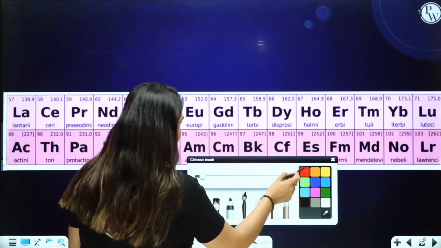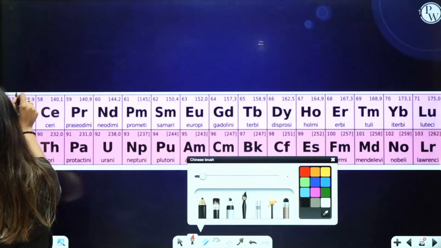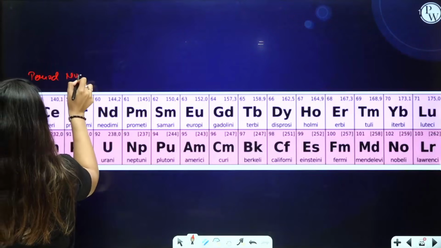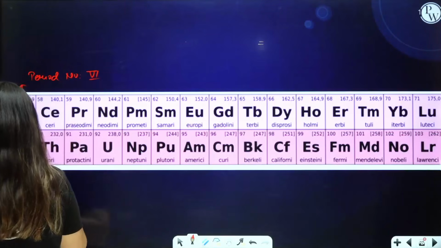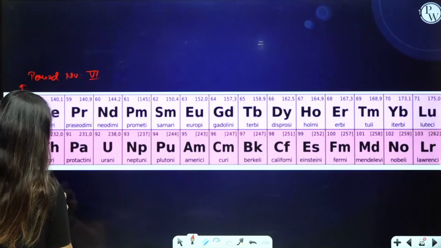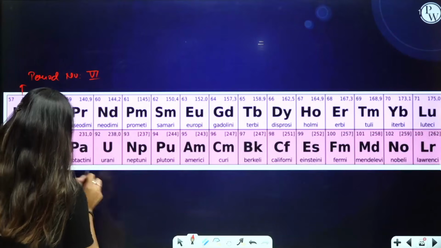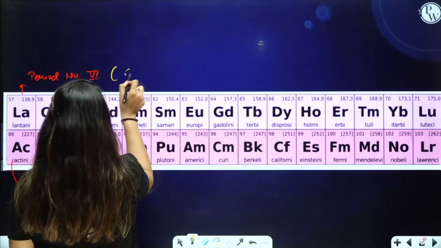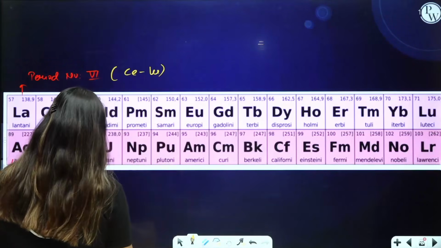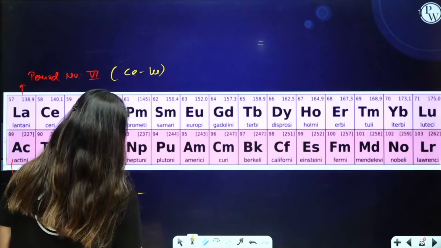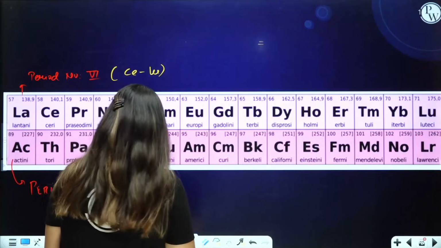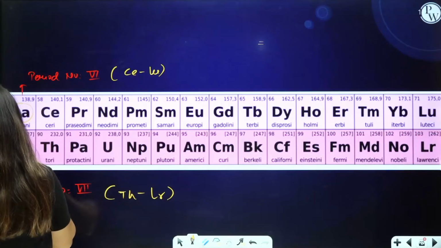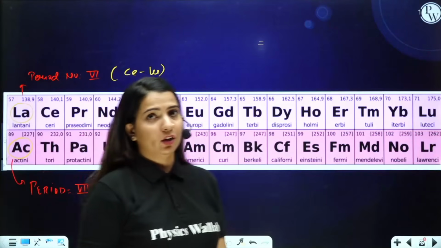This is your period number 6th, and this is your period number 7th. So it starts from cerium and ends at lutetium. It starts from thorium and ends at lawrencium. Thorium to lawrencium, cerium to lutetium. Lanthanum is not a lanthanoid. Actinium is not an actinoid. You need to remember this, okay?